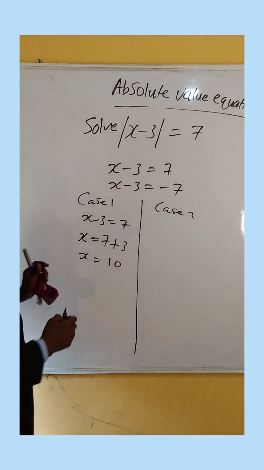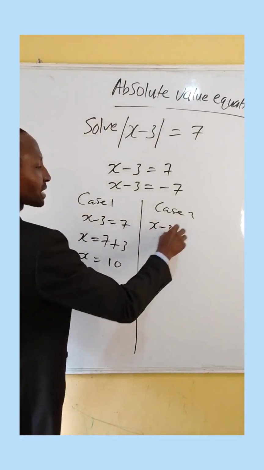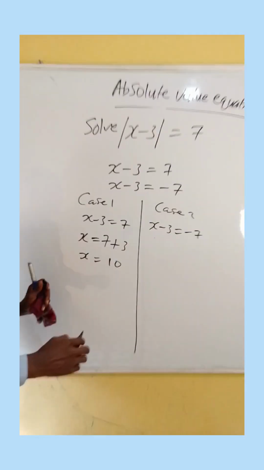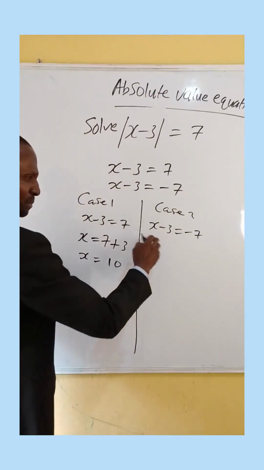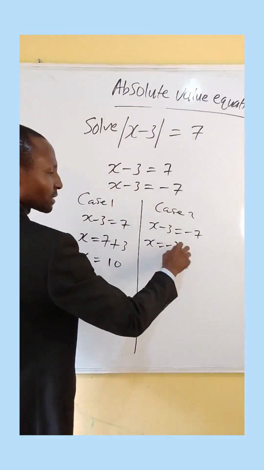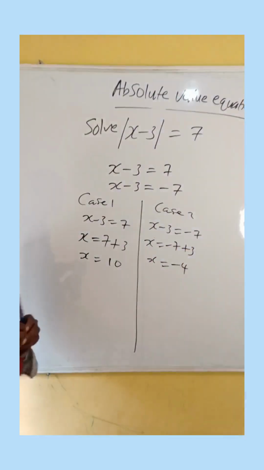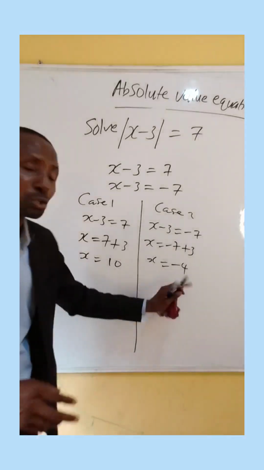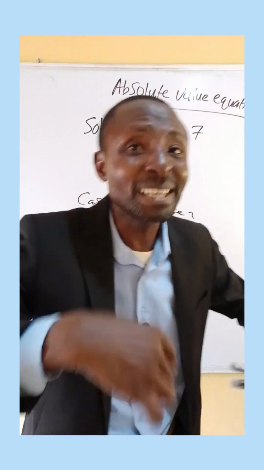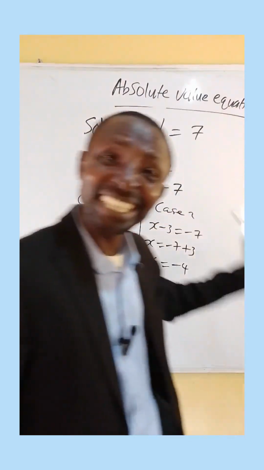Now, this is the second case. Let's look at it. x minus 3 equals minus 7. We transpose as well. x equals minus 7 plus 3. x equals minus 4. Now, these are the two solutions we got. It means the two possible solutions for x in this equation.